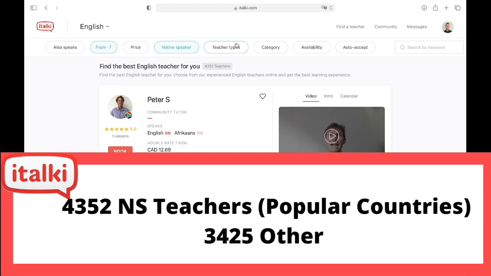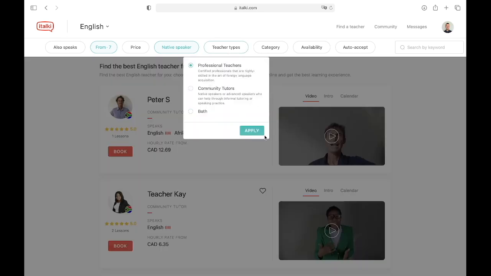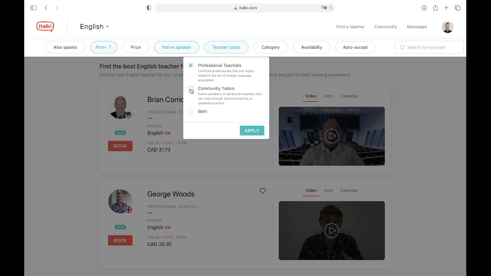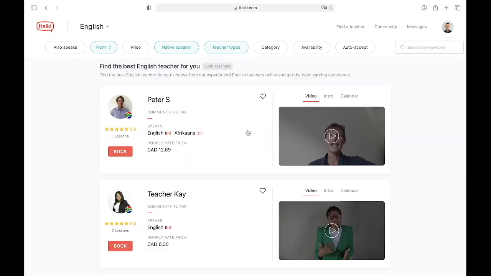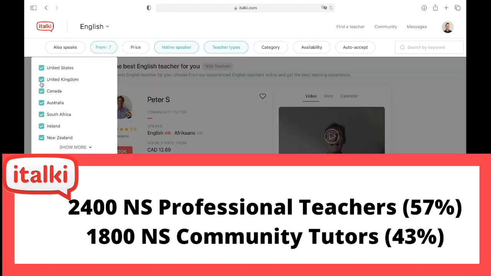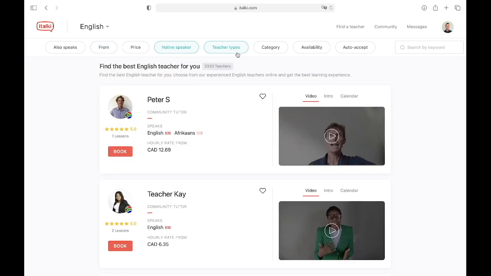Now let's have a look at how the teacher type differs in this area. So we could go over here to professional teachers, and we're down to 2,400. So I suppose that would mean that the remainder are actually community tutors and so on, 1,800. Great. So that gives you an idea of the disparity. But let's just look in general, just in total, the split between professional teachers and community tutors for non-native speakers. Okay, cool.